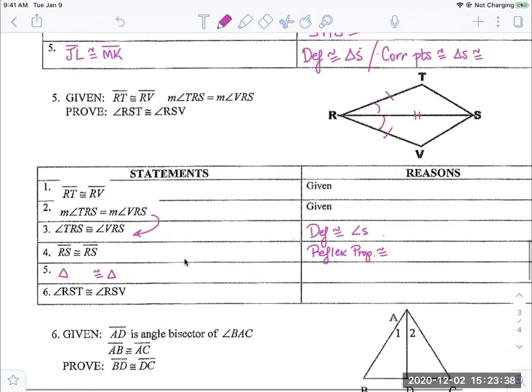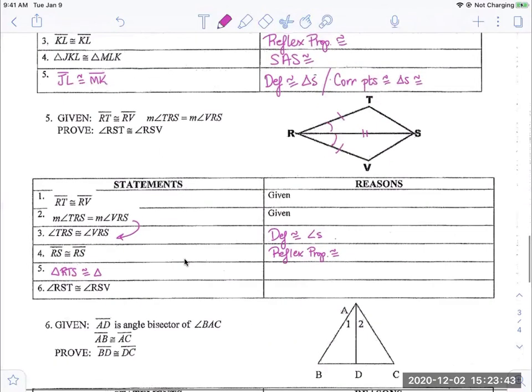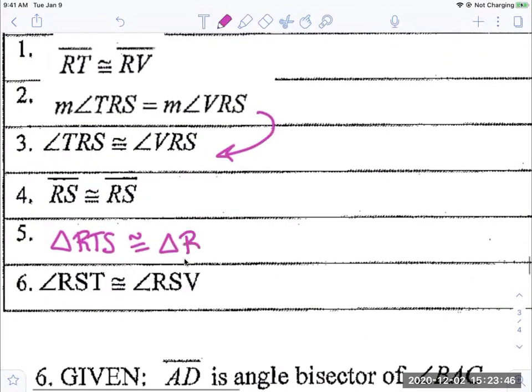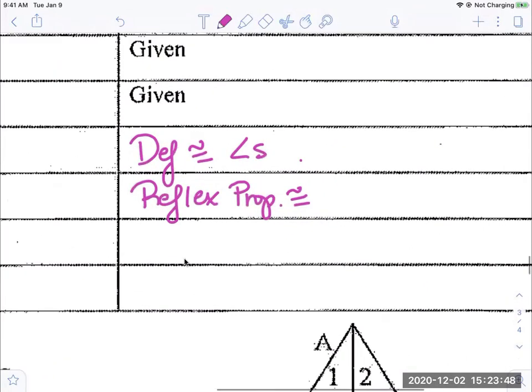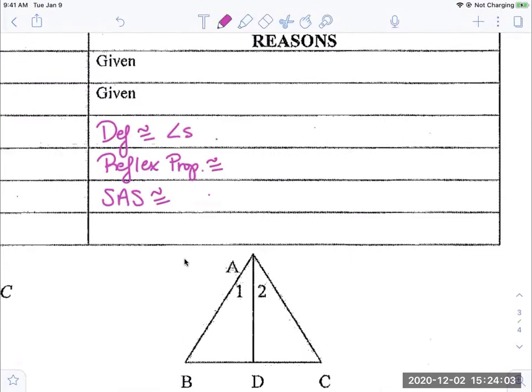Let's get the order right. RTS would match with RVS. Side angle side congruence. Okay, and then the parts are congruent. RST is congruent to RSV because the triangles are congruent, so definition of congruent triangles. Or corresponding parts are congruent, triangles are congruent.